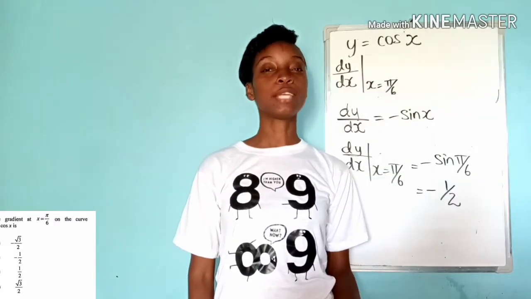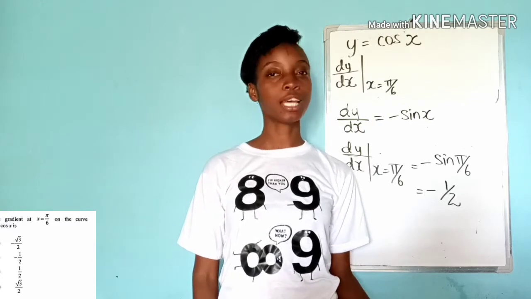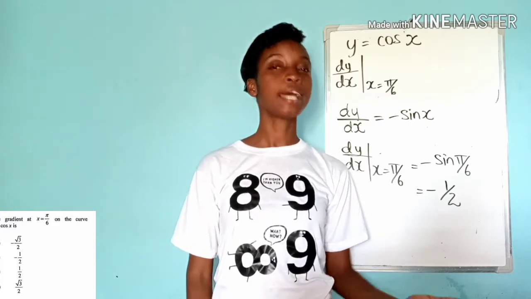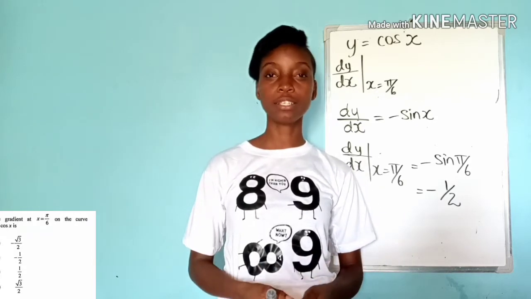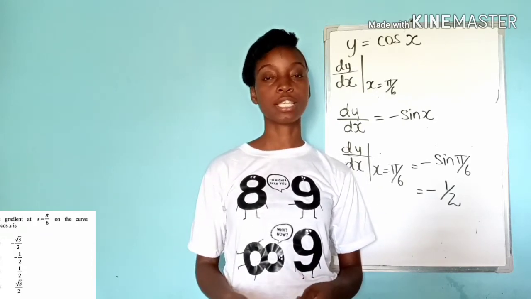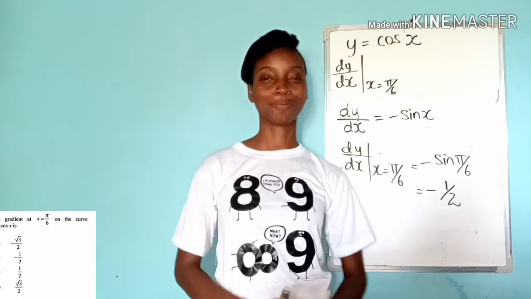Now, I know I said that you must know what sine 30 degrees is because it does help if you know, but I kind of lied. And so if you do not know, you can simply punch in your calculator, sine 30 degrees. Ensure your calculator is in degree mode and you should get your answer.